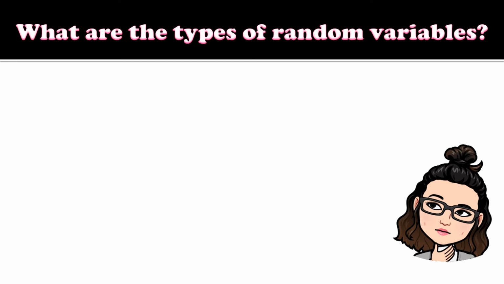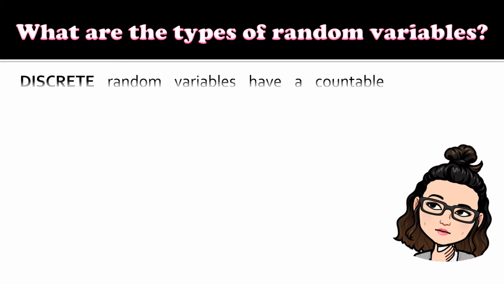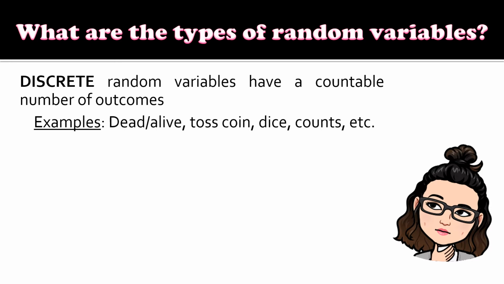So what are the types of random variables? There are 2 types. One is the discrete random variables. Discrete random variables have a countable number of outcomes. Examples are the number of dead or alive, a coin toss, a die, and a count. The results of these are actually countable. For example, the number of those who died or survived COVID-19. We can actually count them.